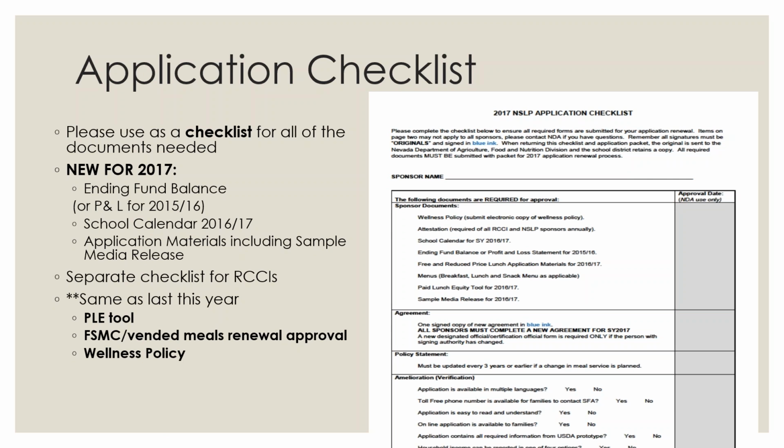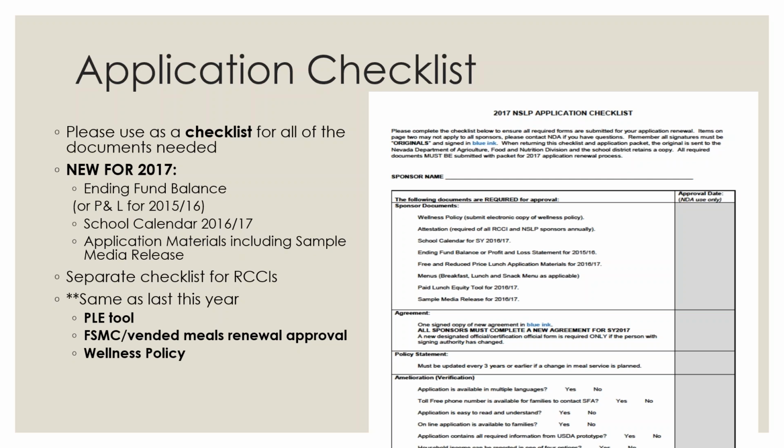So new for 2017, we are requesting an ending fund balance report or a profit and loss from the 2015-16 school year. So this is something that would have been completed by your auditors, and what we're taking a look at is your ending fund balance and the profit and loss for all NSLP sponsors in the state of Nevada this year. We'd also like a copy of your school calendar for 2016-17. And if it's still in a revision form as well, please send what you have available at the time of the application process.